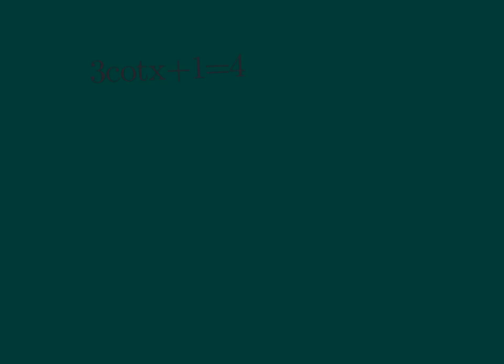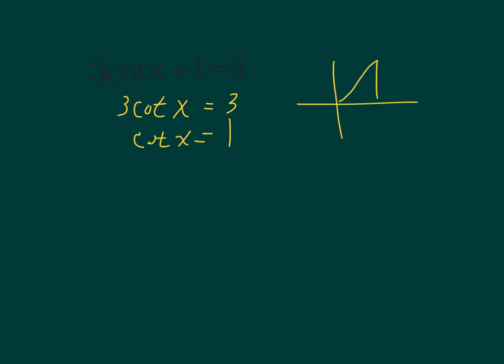Okay, we want to solve the equation 3 cotangent x plus 1 equals 4. So first thing we want to do is just isolate our cotangent x. We get 3 cotangent x equals 3, and cotangent x equals 1. Now remember, cotangent of x is equal to our x over y.